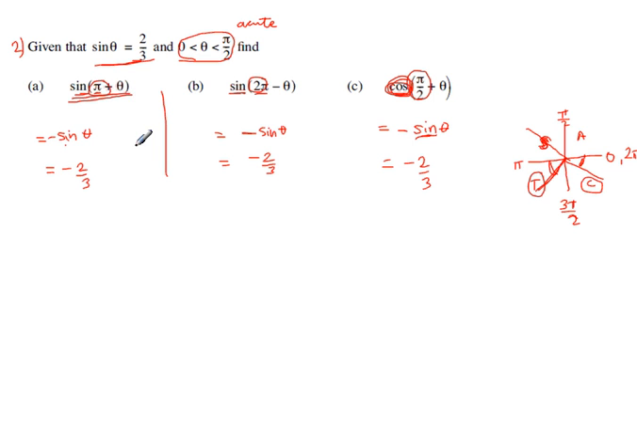So remember this. This is very important. Whenever pi, 2 pi, ratio remains the same. Pi by 2, 3 pi by 2, cos becomes sine, sine becomes cos, tan becomes cot, cot becomes tan, and so on.